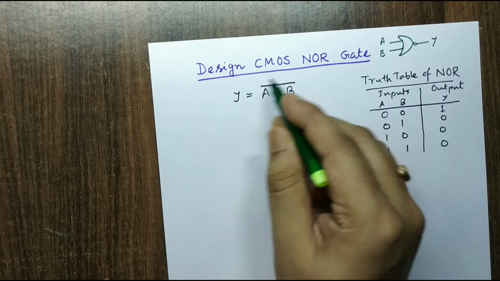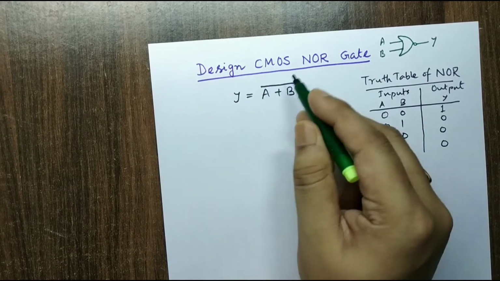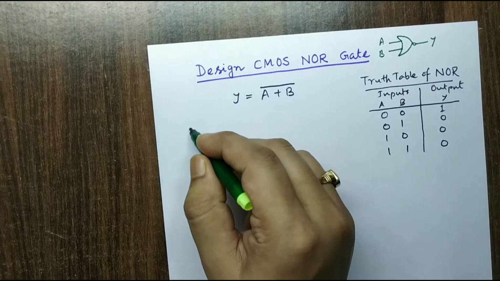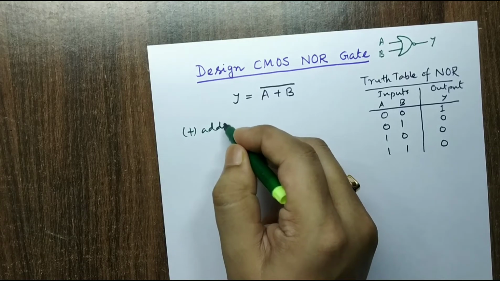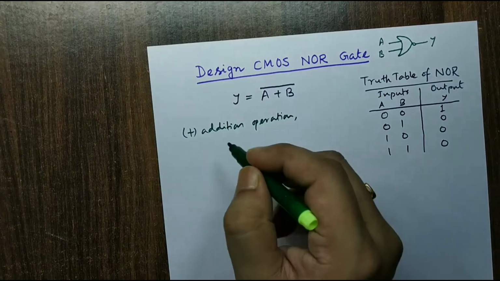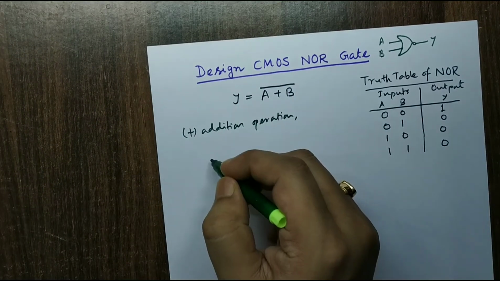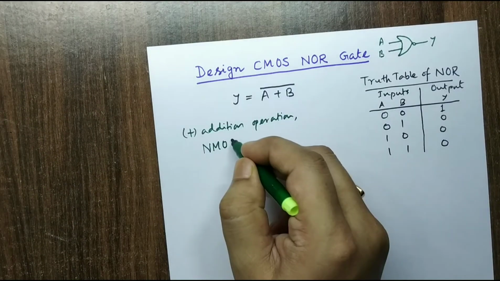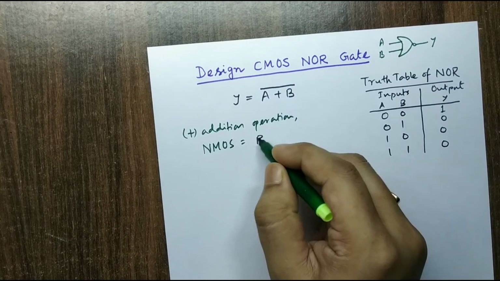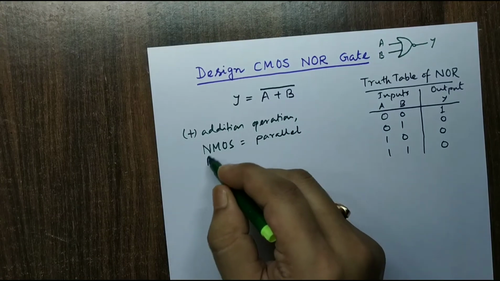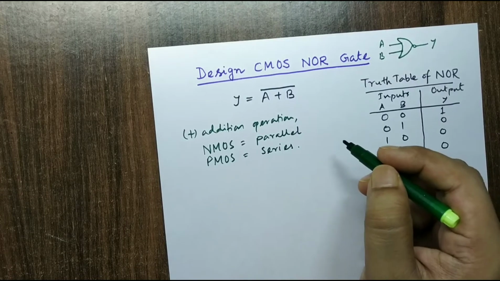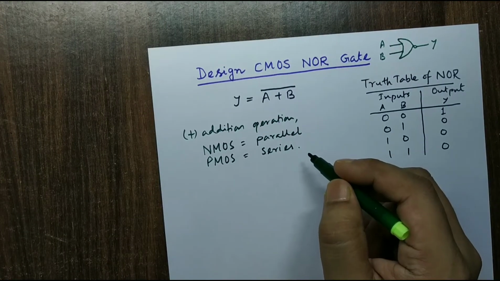What does the rule say regarding CMOS gates? If it is the operation of plus, that means addition operation, let us see how the PMOSes and NMOSes are connected. For addition, the NMOSes are always connected in parallel and the PMOSes are always connected in series. Please remember this. This is the basic principle of VLSI design.